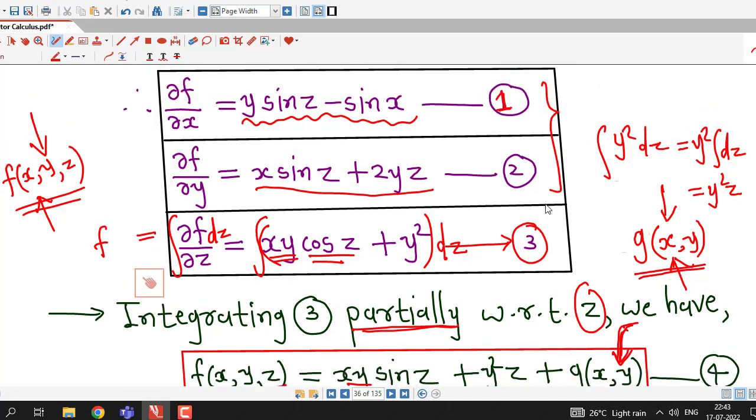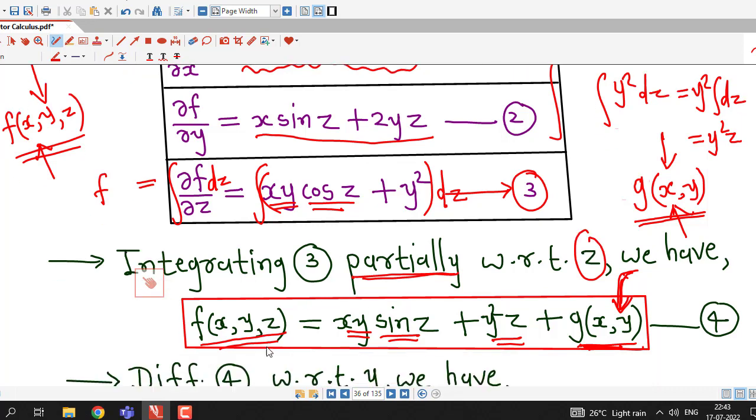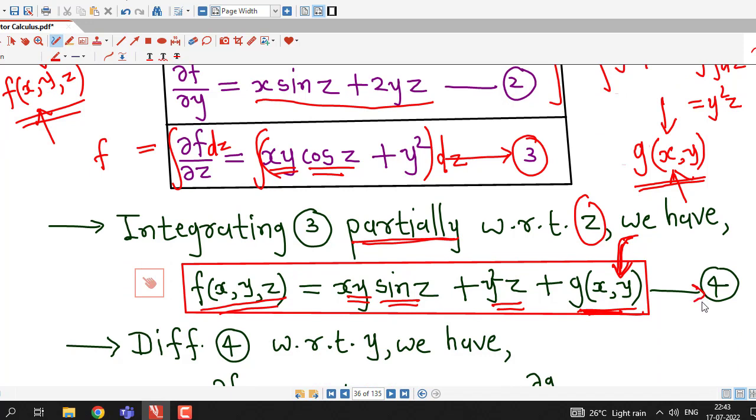Suppose we want to use equation number 1, we will differentiate this equation with respect to x, because equation 1 gives us the value of del f by del x. If we want to use equation number 2, we have to differentiate with respect to y. So suppose we differentiate with respect to y, we will consider x and z as constants, and because f is a function of 3 variables, the left hand side is del f by del y, and on the right hand side, x sin z is constant, and the derivative of y is 1.